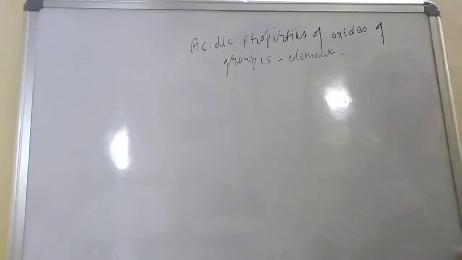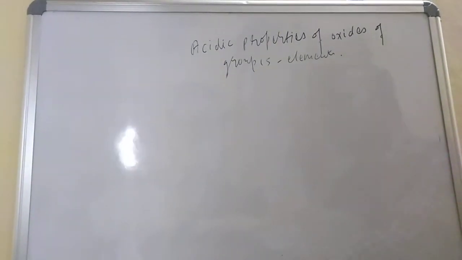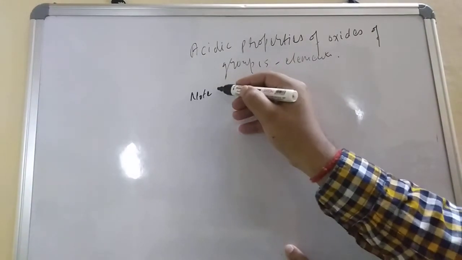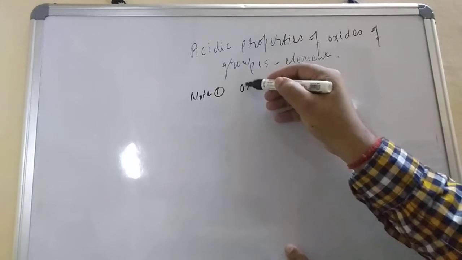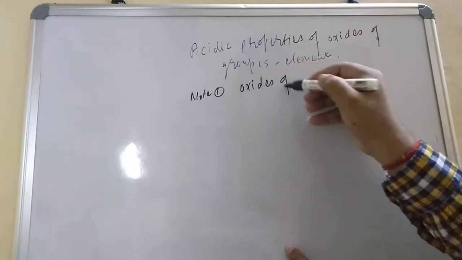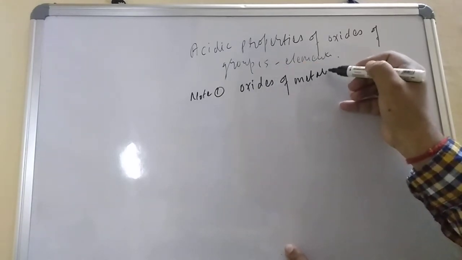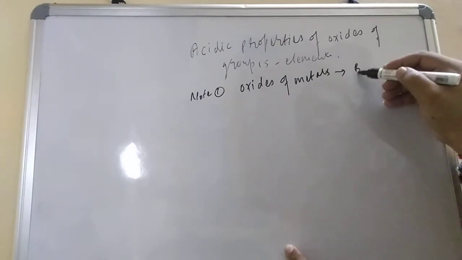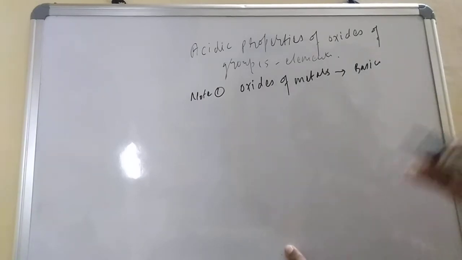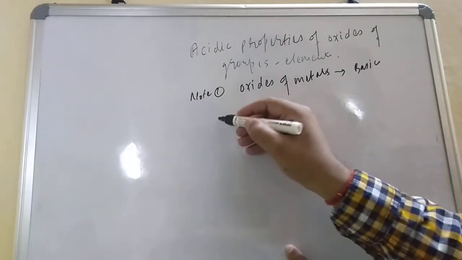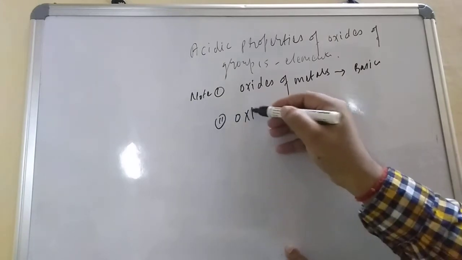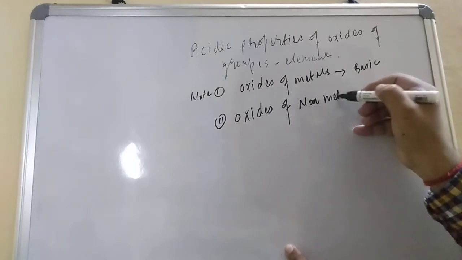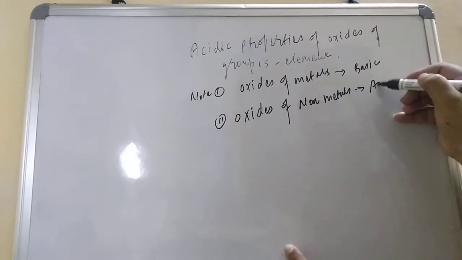When we discuss the acidic properties of oxides of group 15 elements, I am giving two notes here that you should keep in mind. Note number 1: oxides of metals are basic in nature. Note number 2: oxides of non-metals are acidic. This we know.